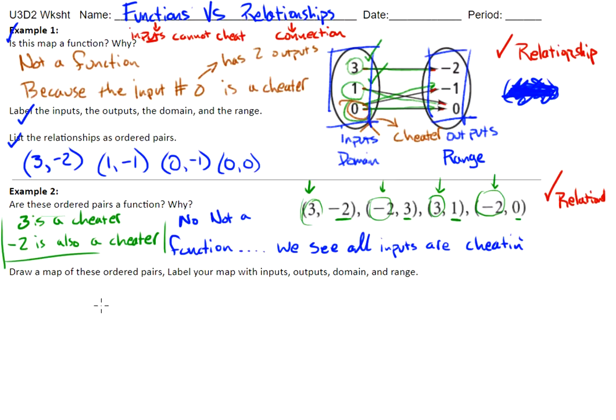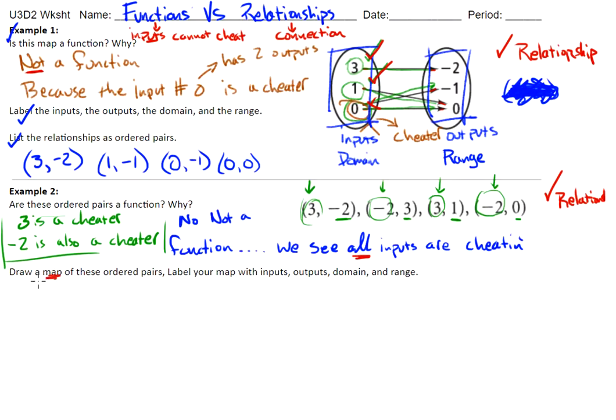Now, do we need to have all the inputs cheating, or can we just have one of the inputs cheating? Let's go back up here. We have one good one, 2 good ones, 1 bad one, and that still is not a function. So remember, we don't need all the inputs cheating. We just need one input as the cheater.